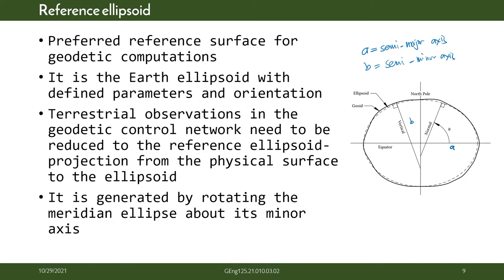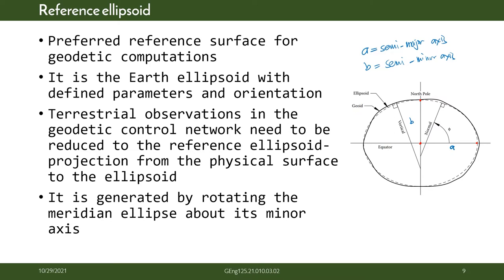So A is from the origin to this point. That is the semi-major axis of the ellipsoid or ellipse. Then your semi-minor is from the center going to here. So that is your semi-minor axis.